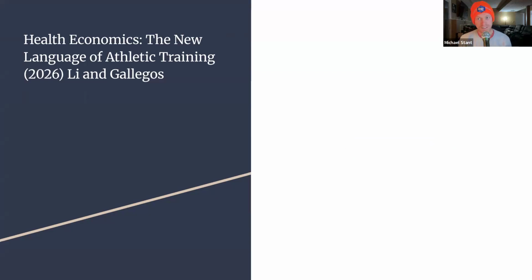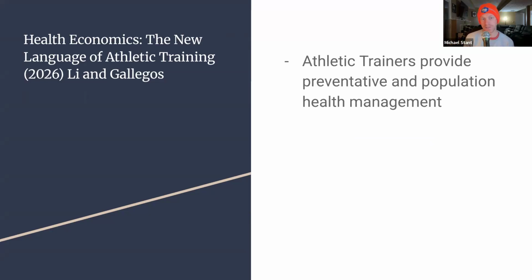Going in, this is straight out of the most recent issue of the Journal of Athletic Training: Health Economics, the new language of athletic training. This was a good editorial. Once again, I'm always going to recommend reading every article that's here. But right, athletic trainers provide preventative population health management. I think we know that. A lot of what we do is prevention or injury risk reduction.